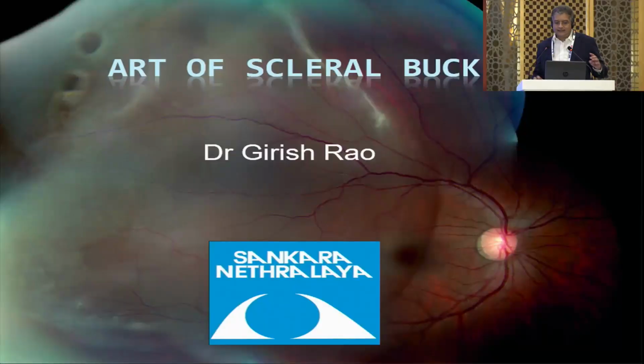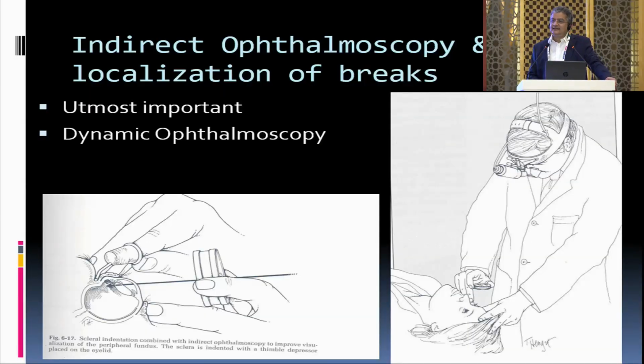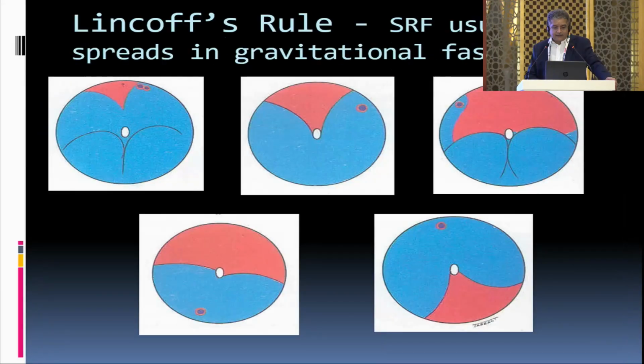So, this is a dying art, a scleral buckle. And this art entirely depends on another art, that's the art of indirect ophthalmoscopy, where you can meticulously try and find out all pathologic breaks using dynamic ophthalmoscopy. And I think the most important to understand which is the primary break causing a detachment is the knowledge about Lincoff's rule.